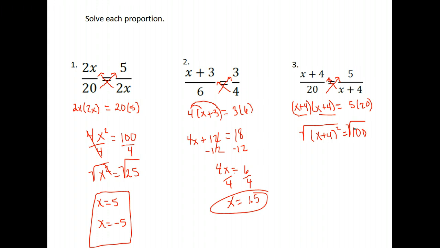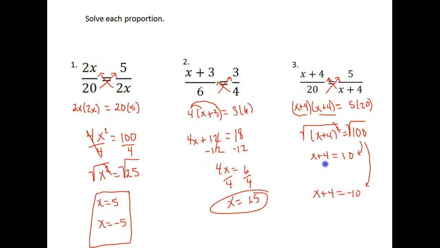And remember, when you take the square root, you have both a positive and a negative. The square root of 100 is 10. It's also negative 10 because 10 times 10 is 100, and negative 10 times negative 10 is 100. So we have two possible answers here. We have both x plus 4 equals a positive 10 and x plus 4 equals a negative 10, so that we get those two possibilities in there.